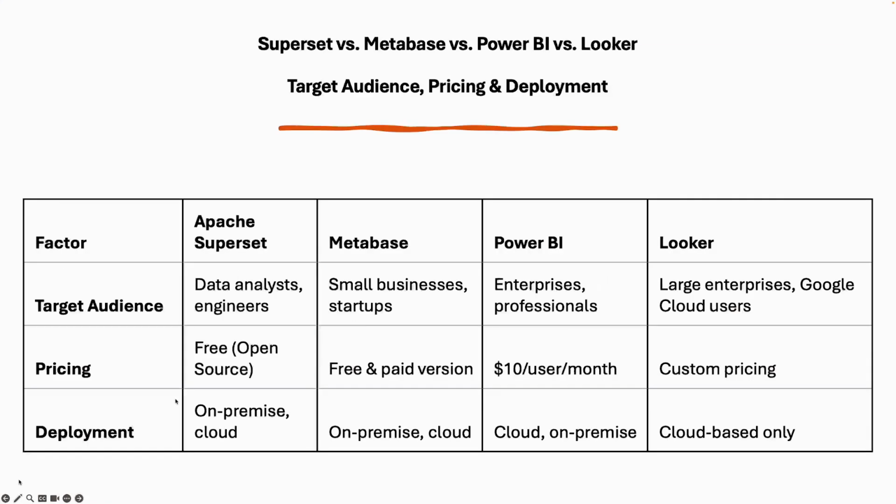Apache is free to use. Metabase basic version is free, but if you want to use more advanced features, like say embedded analytics, then the paid version. Power BI starts with $10 per month. Looker is more expensive, and pricing is custom. Apache you can deploy both on-premise and cloud. Metabase again on-premise and cloud. Power BI cloud and on-premise, and Looker only offers a cloud-based solution.